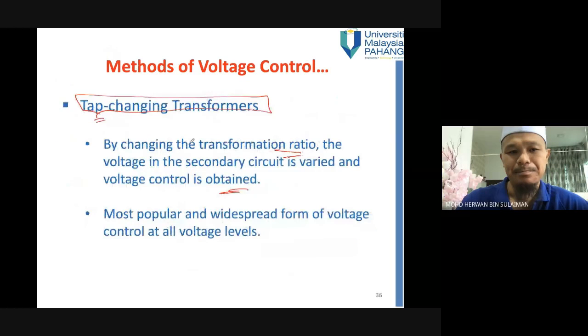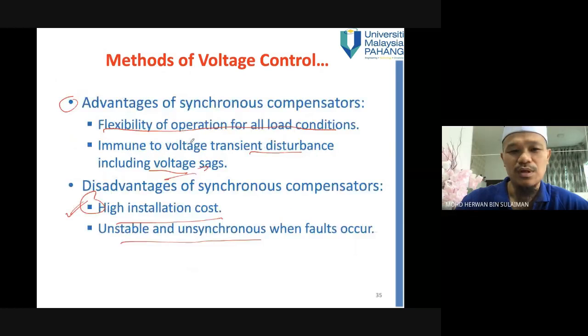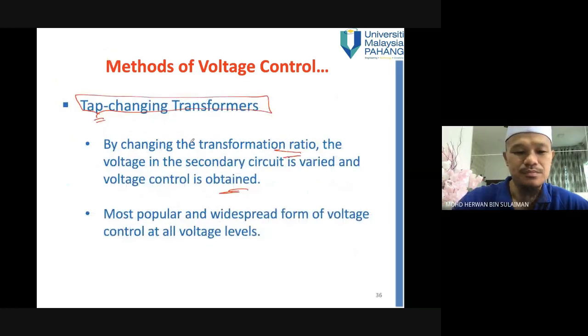Okay, and then we move to the tap changing transformer.